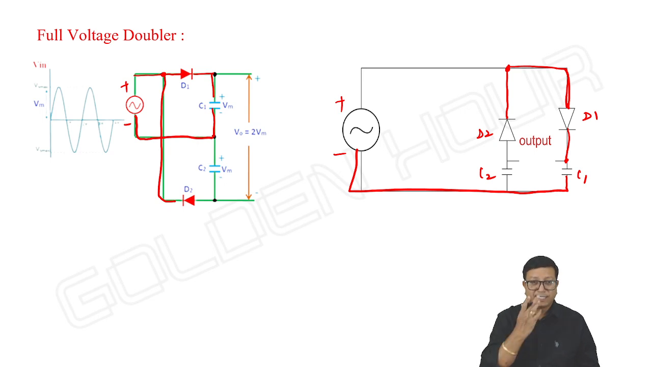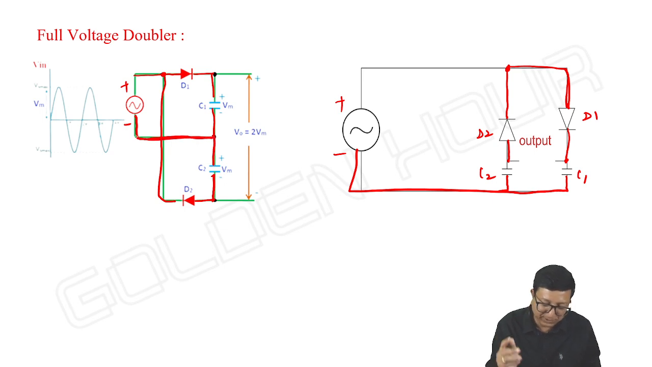Okay. Next, the anode of D2 is connected to one end of the capacitor C2. The other end of the capacitor is going to the negative terminal of the supply. That's it. Circuit wise, both are looking similar.